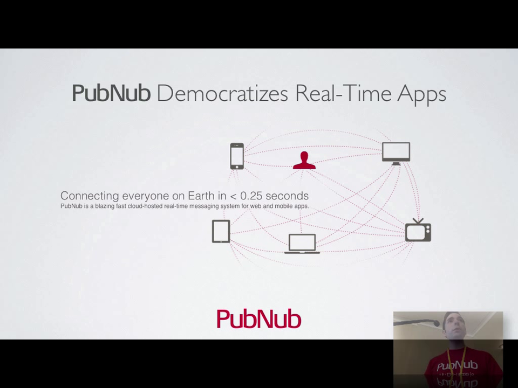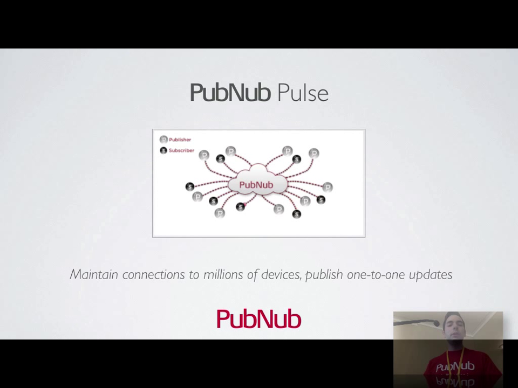And we have two major services to choose from. The first service I'm going to tell you about is PubNub Pulse. PubNub Pulse is a service that allows you to connect to individual users, with millions of connections open, so you can signal individual people on one-off requests, and I'll tell you about people who are using PubNub Pulse today.